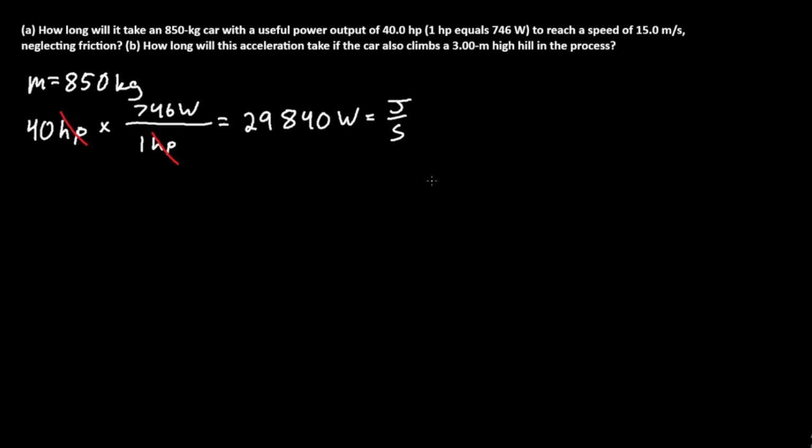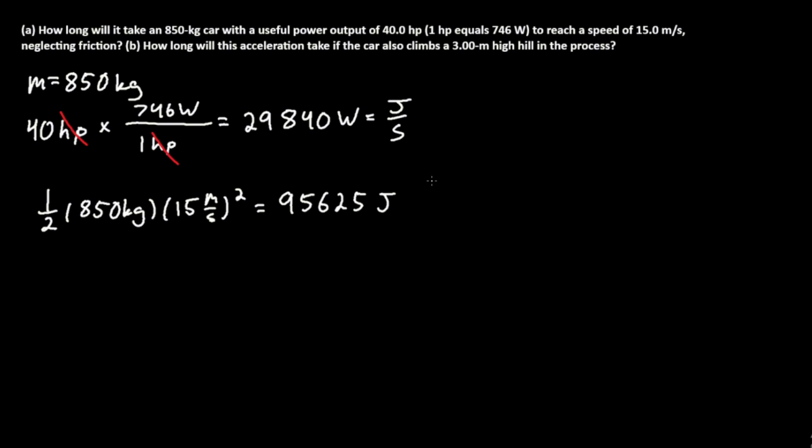So let's set up the kinetic energy formula. This is the kinetic energy formula, 1/2 times the mass of the car times the speed squared. So this is our kinetic energy. It is actually more specifically our work, or the change in kinetic energy, since the car starts at rest.